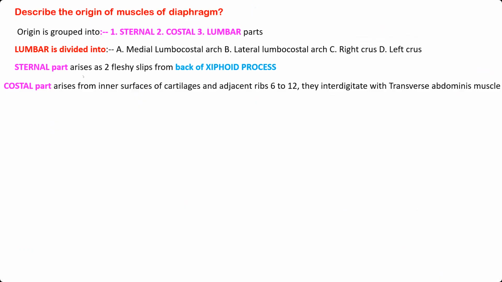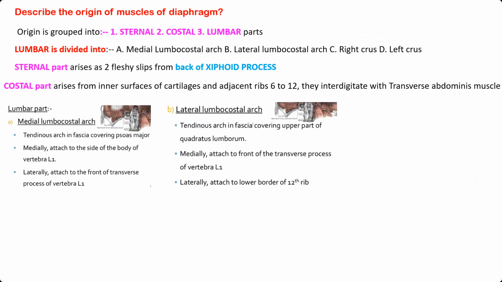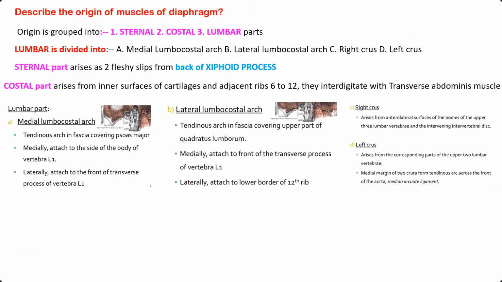And the sternal part takes origin from the xiphoid process, and the costal part takes origin from the lower 6 ribs, which interdigitate with the transverse abdominal muscle. And this is the lumbar part, which is the medial part, which you can see here. And this is the lateral lumbocostal, taking origin from the ribs as well as from the vertebra. And you have the right and left crus.